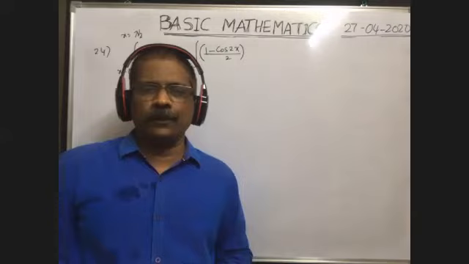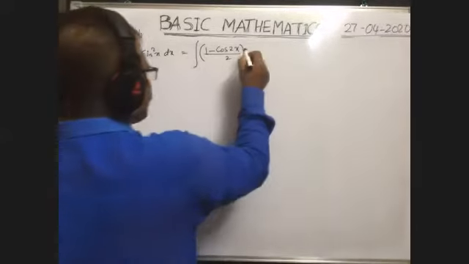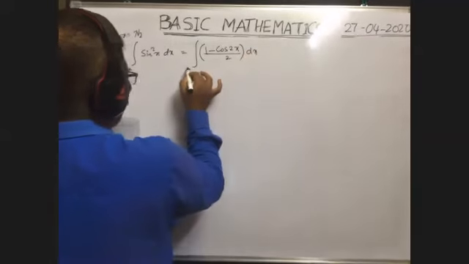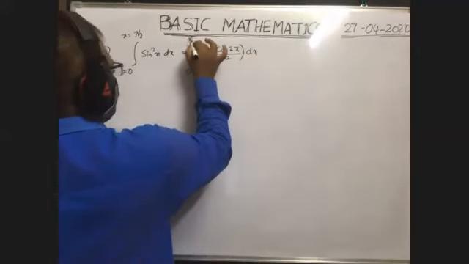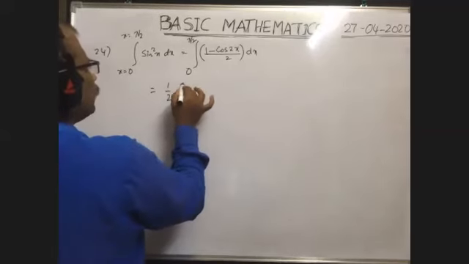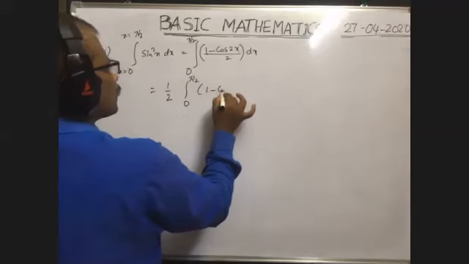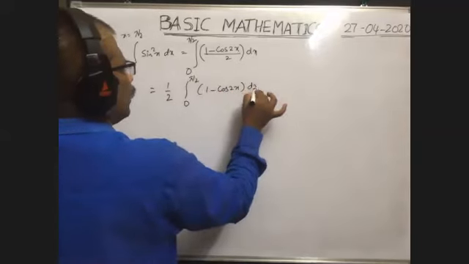Now we can write, already yesterday we did this problem, I think. Into dx is there, so you write dx. Limits are there from x equal to 0 to x is equal to pi by 2. Now 2 is constant, you write outside: 1 by 2 into integral 0 to pi by 2 into 1 minus cos 2x into dx.